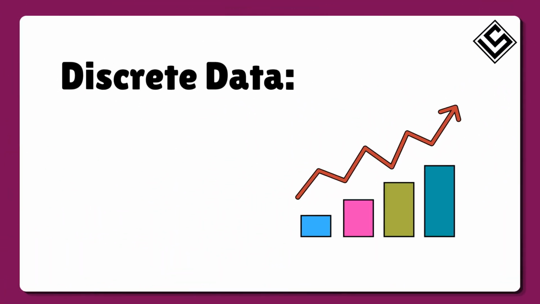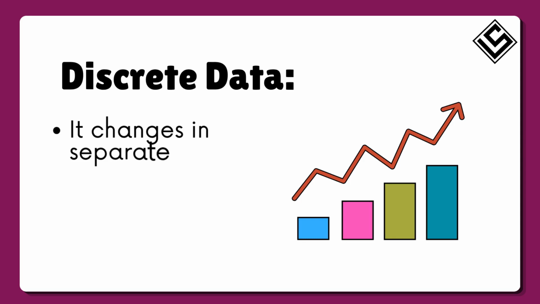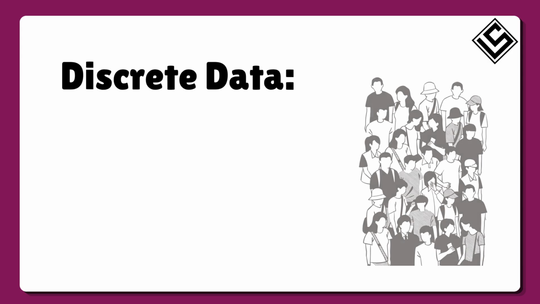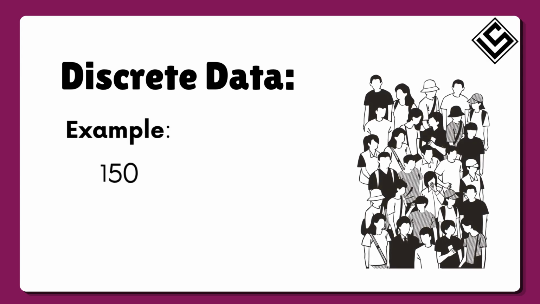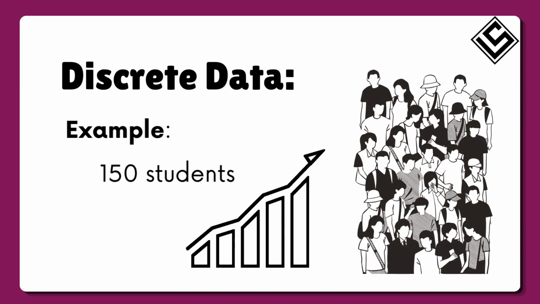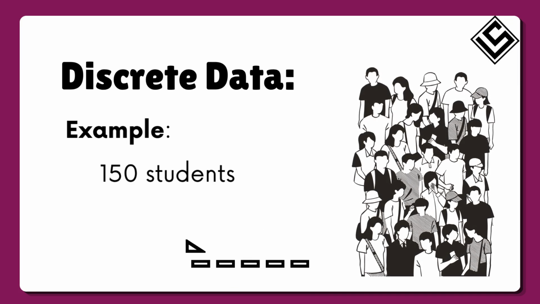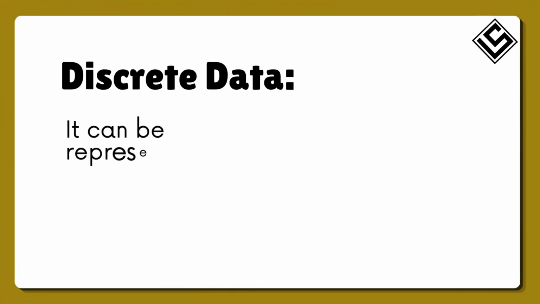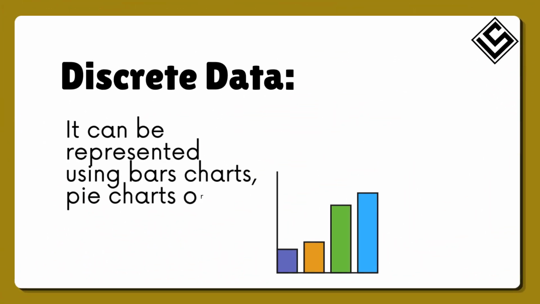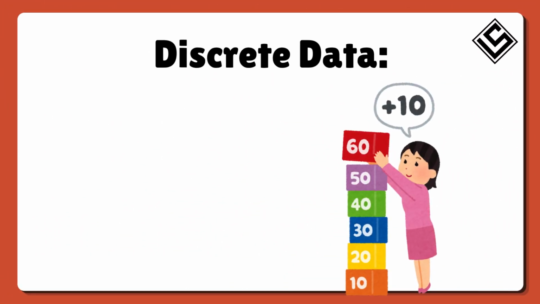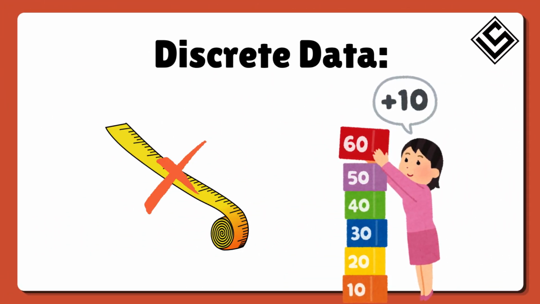Another important point is that discrete data changes in separate, countable steps rather than continuously. For example, if 150 students are enrolled in a statistics course, the number may increase or decrease if students join or leave, but it will always change in whole numbers, not in fractions. For analysis, discrete data is commonly represented using bar charts, pie charts, or donut charts. Finally, remember that discrete data is always counted, not measured.